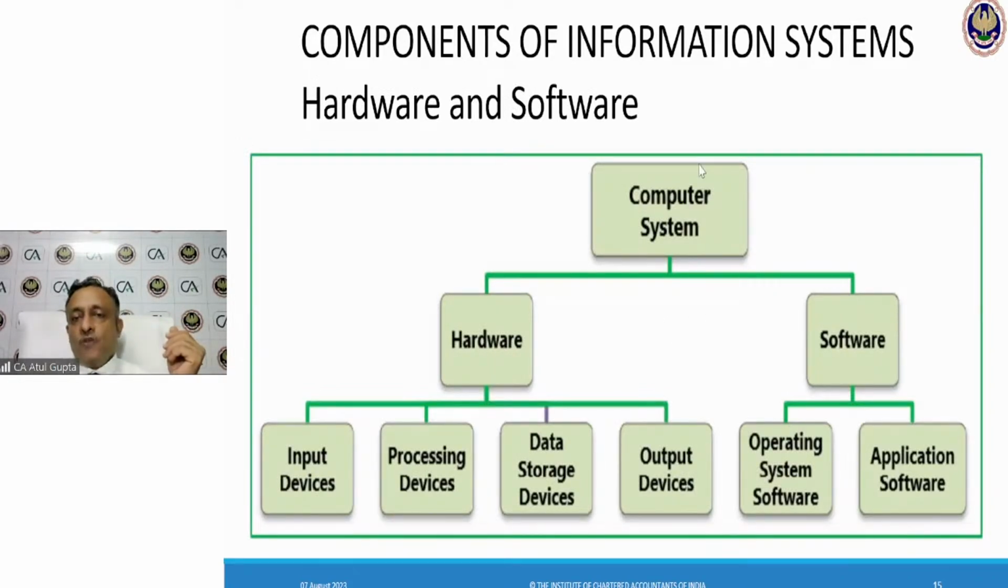Hardware and software. When I say computer system, it means hardware and software, and we'll have a lot of questions here itself. When you say hardware, there are input devices, processing devices, data storage, and output devices. And when you say software, there are operating system software and application software. I want you to give an example from hardware. Let us start with input devices. Please put in the chat input devices as an example of hardware. We'll take them one by one. First I want you to say about input devices.